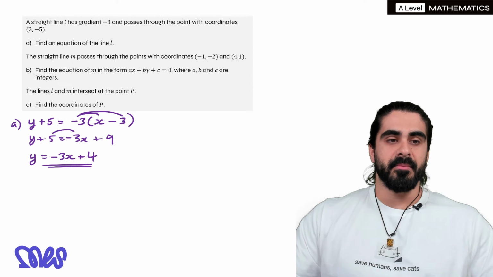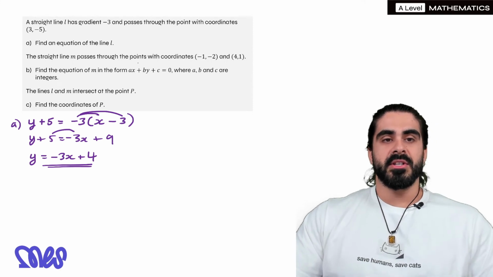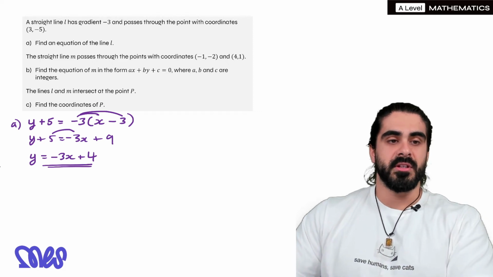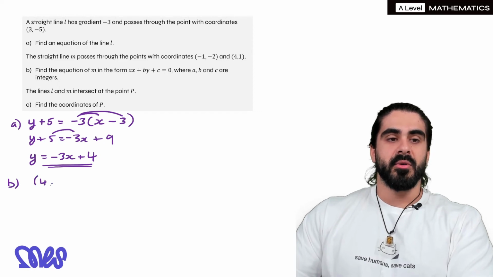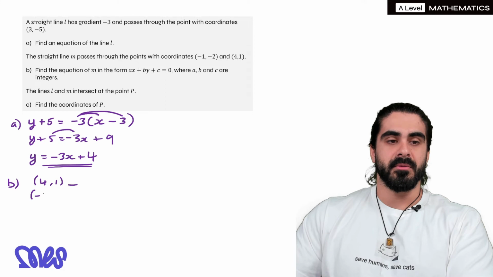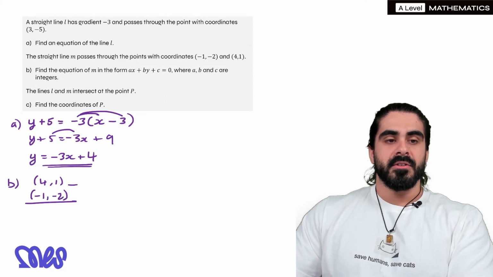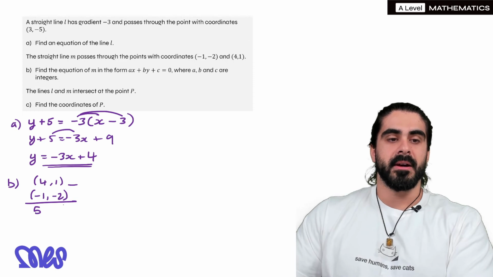Yeah. So for part B, the straight line M passes through the points with coordinates minus 1, minus 2, and 4, 1. Find the equation in the form ax plus by plus c is 0, where a, b, and c are integers. So I'm already predicting that the gradient between these two coordinates is going to be a fraction. So I always put the coordinate with most positives on the top. So it's 4 minus minus 1 is 5. 1 minus minus 2 is 3. And there we go, the gradient there is 3/5.